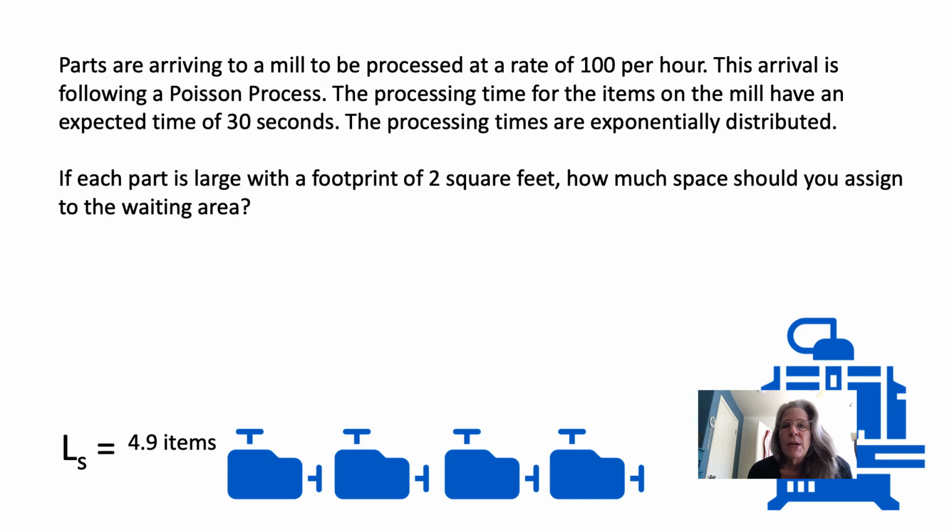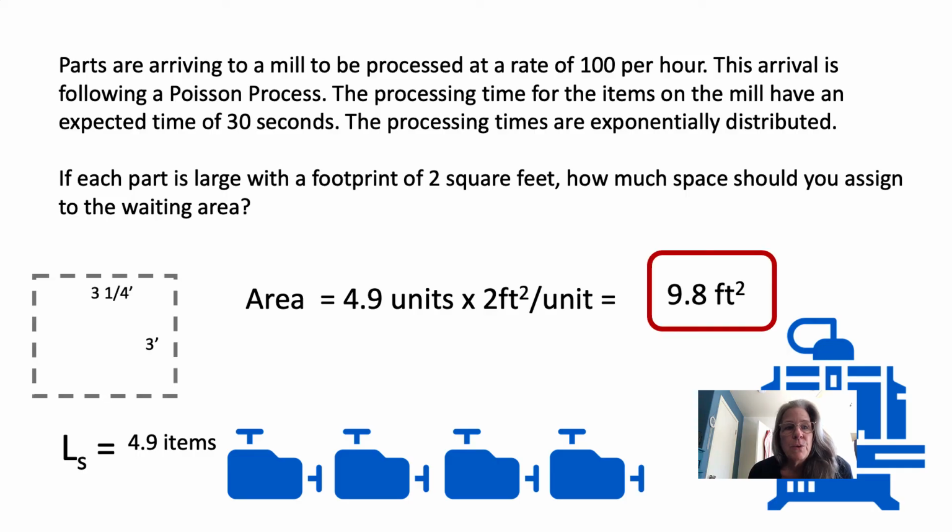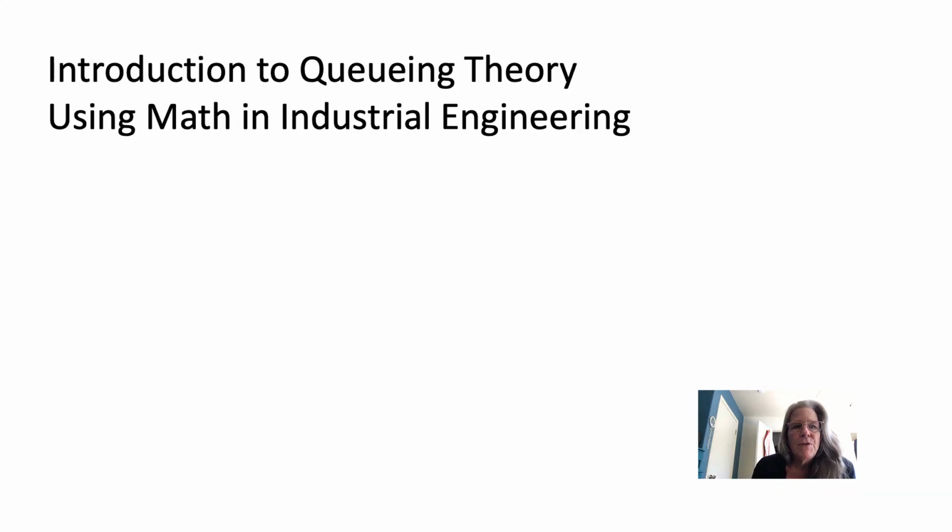The next thing we might want to do is calculate what's the area that we should allocate for waiting. I assumed there would be 4.9 units waiting, but actually one of those is probably on the machine, so it would maybe be 3.9. But either way, we make that assumption that 4.9 times 2 square feet means that we need about 10 square feet available. So if we were doing a facilities design, we would allocate a space that is about 10 square feet. Now, I hope that gives you an idea of some of the ways that we can use queuing theory to get some good analysis going.